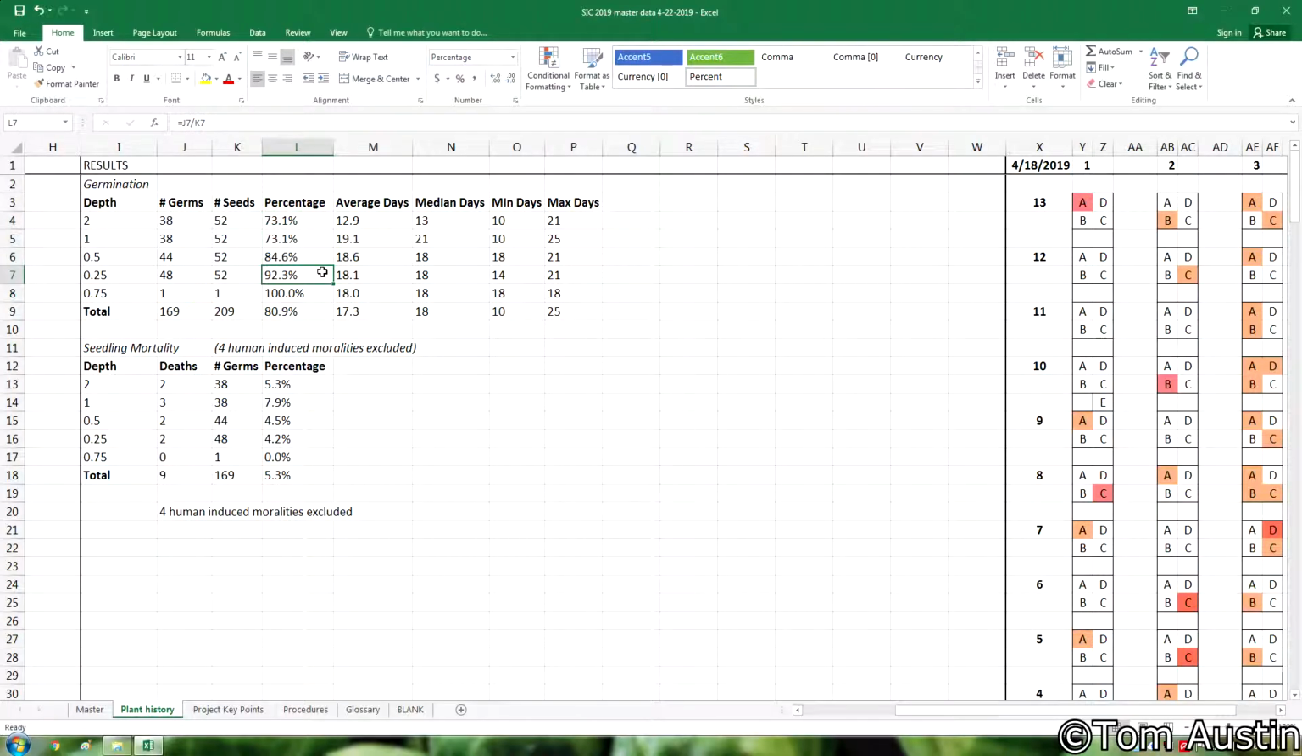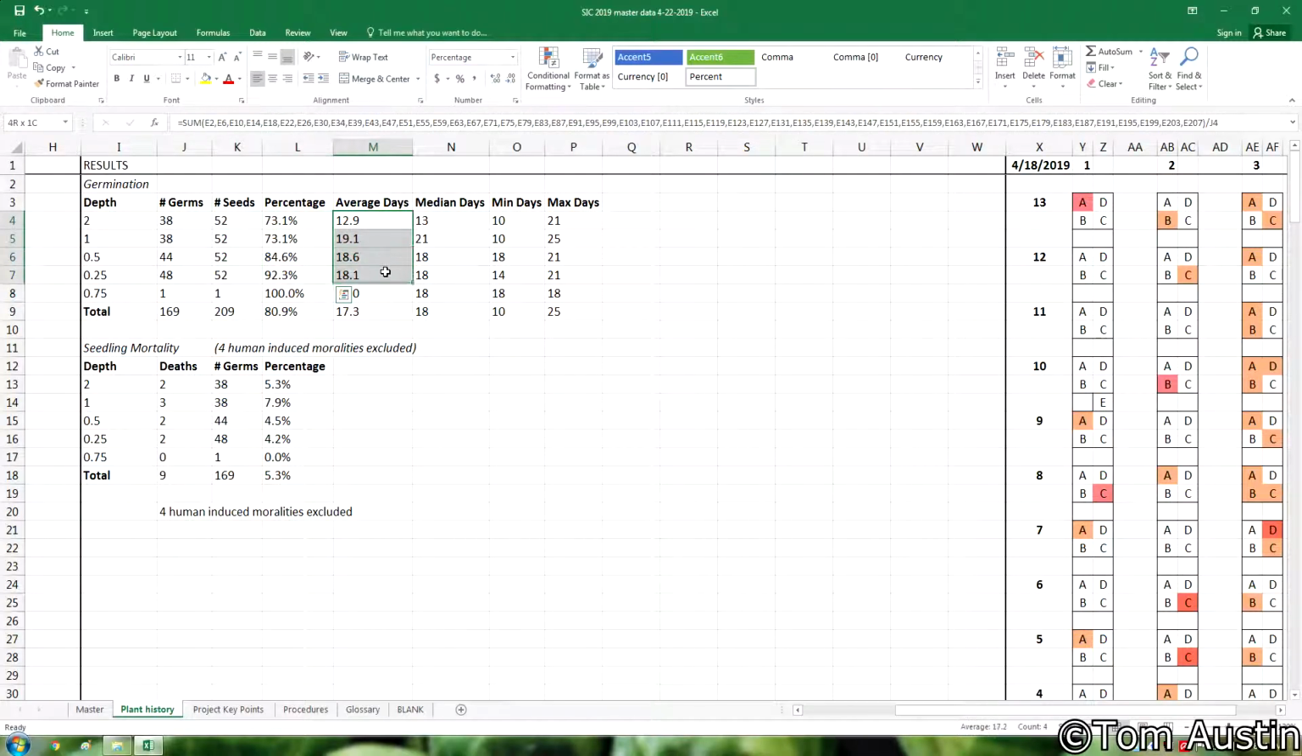What I find most interesting is that the seeds at 1/4 of an inch deep are the most likely to germinate. We had 92% germination on 1/4 inch seeds, which I was not expecting. And we only had 73% germination at 2 and 1 inch seeds, and we had 84% at 1/2 inch seeds. So that seems to show a direct negative correlation between depth and likelihood of germination.